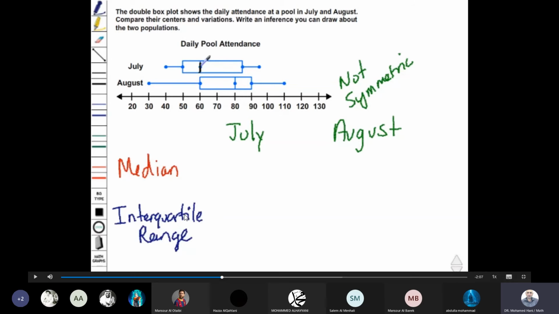طيب إذا بدي أحسب الانتركورتال رينج اللي هو Q3 minus Q1 continue. Of these two data points. So we have the box and we have this point in the middle. So that's going to be, even though it's not relationally in the middle left to right, that's going to be the median. And so the median for July is 60.